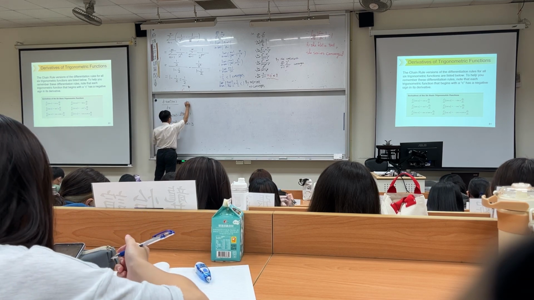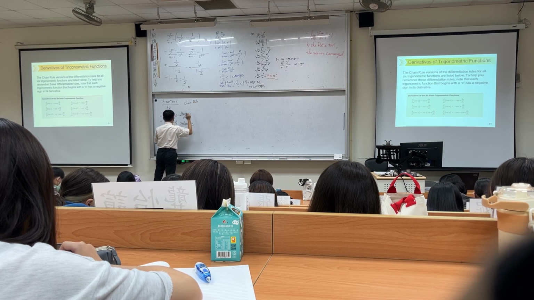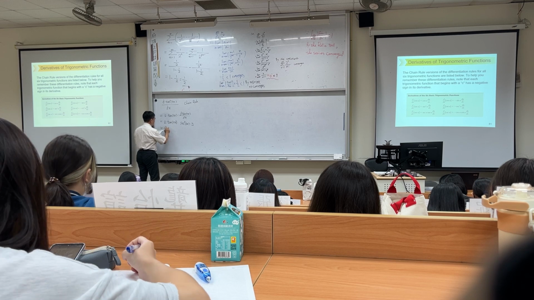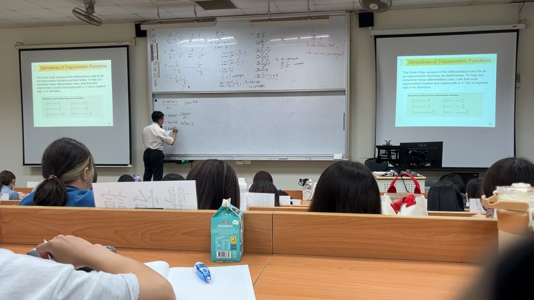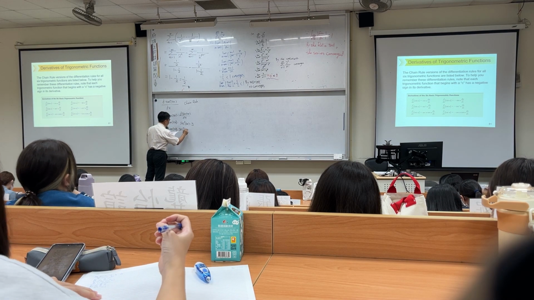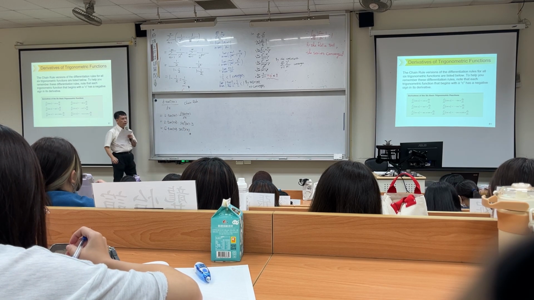Chain rule. So this 6 tangent 3x multiplied by secant squared 3x. That's the answer for this question.